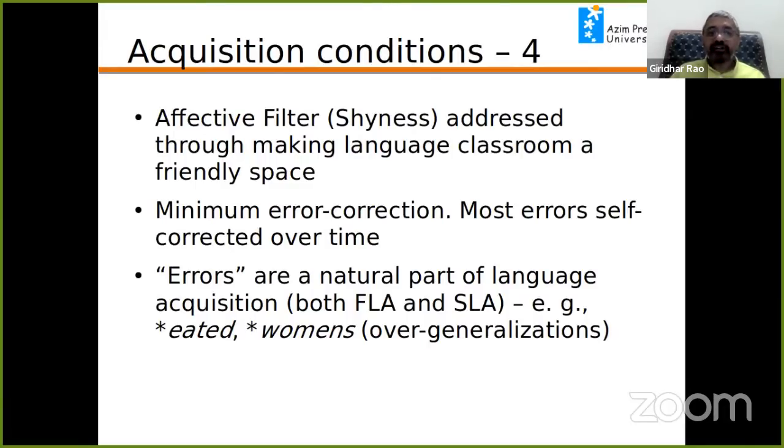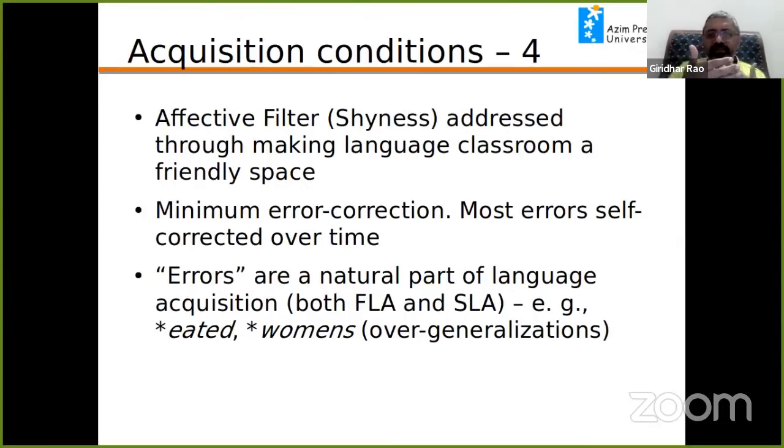Yes, it is the affective filter, which I'm calling shyness. You can call it inhibition. Yes, how teachers address it is through making the language classroom a friendly space. And that friendly space includes things like mixing languages, allowing other languages to come in, asking children, how would you say this in your own language? How would you express this in your own way? So there are multiple ways of reducing, weakening the affective filter, because it's a filter. And affective here means emotions. So it's a filter for emotions.